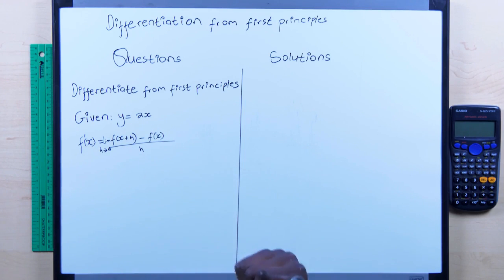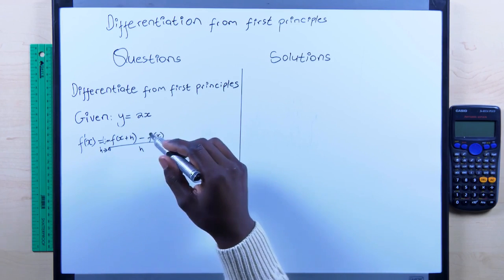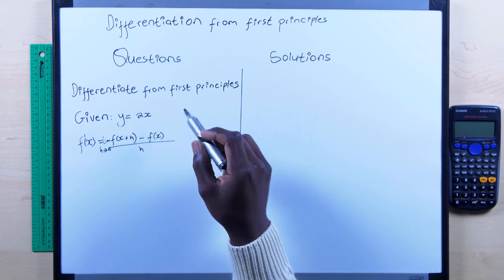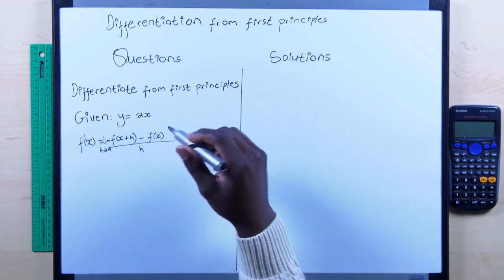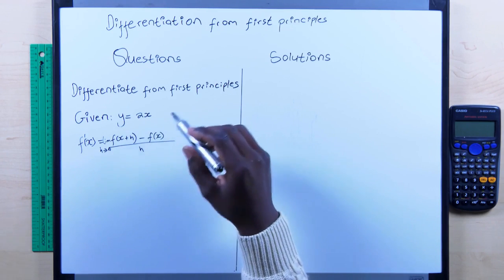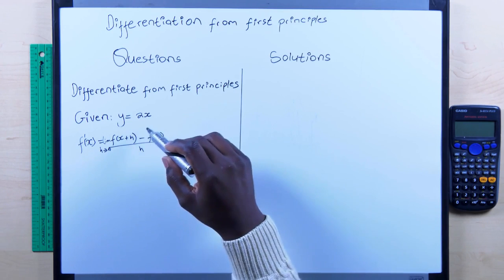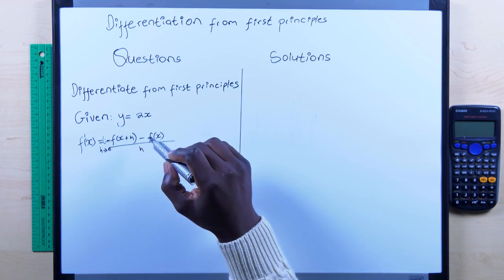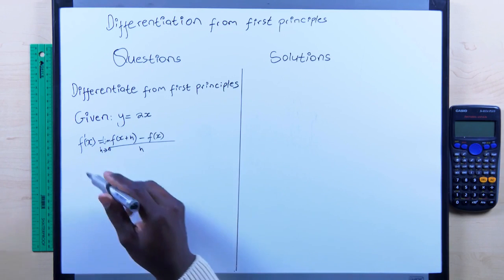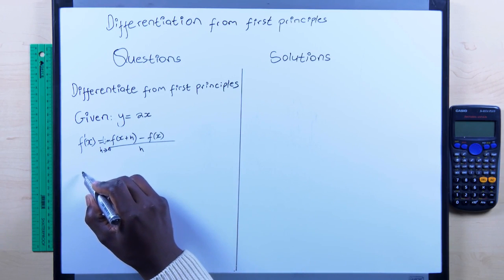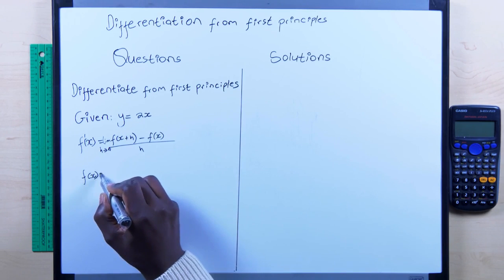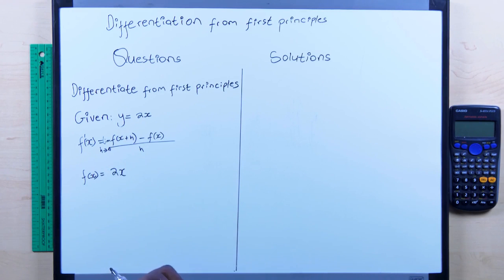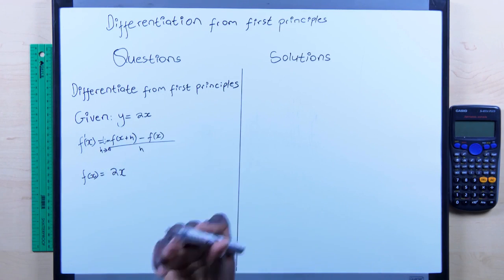I always suggest the following. When you have a problem to differentiate from first principles, use the normal differentiation to have your final answer, such that whatever you found as an answer here must match up with the derivative that you have found there. Let me explain what I mean. So we know that f of x is equal to 2x. That's what you are given.